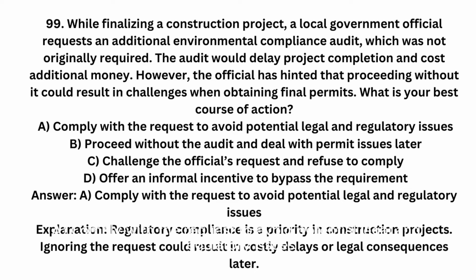A. Comply with the request to avoid potential legal and regulatory issues. B. Proceed without the audit and deal with permit issues later. C. Challenge the official's request and refuse to comply. D. Offer an informal incentive to bypass the requirement. Answer: A. Comply with the request to avoid potential legal and regulatory issues. Explanation: regulatory compliance is a priority in construction projects. Ignoring the request could result in costly delays or legal consequences later.